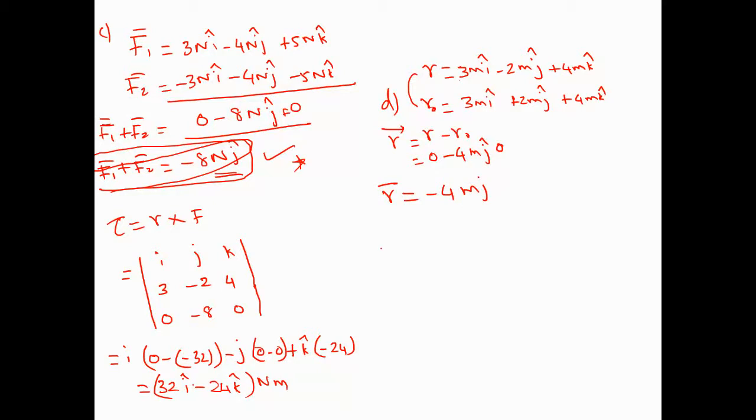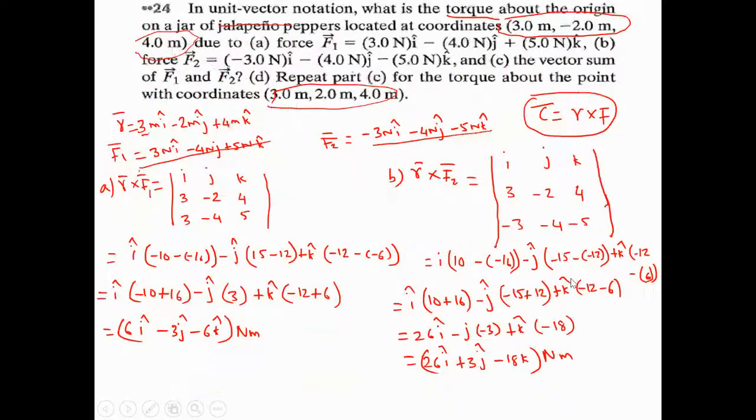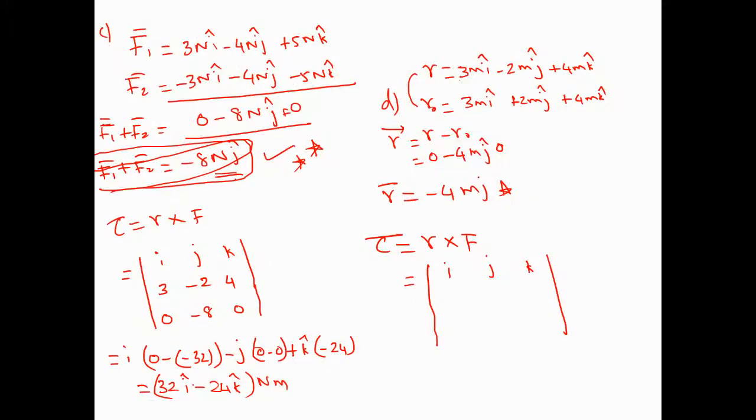Now we are going to find the torque for this. Our torque is equal to R cross F, and this time my R is this and my force is this, because they clearly mentioned it in the question. Again, play with IJK. Doctor, they don't mention the dimension of the force. Just read the question: repeat part C for the torque about the new coordinate. What is our part C force? Our part C force is minus 8 Newton j. Am I right?